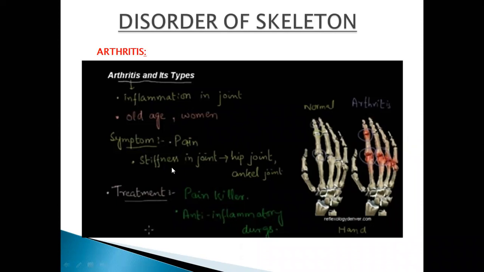Symptoms: pain, stiffness in joints, hip joints, ankle joints, because these are basically the most basic joints in your body. So it causes stiffness over there and that produces the pain in your body. Next to it is the treatment. What can be the treatment for arthritis? Painkillers, anti-inflammatory drugs. Yes, inflammation can be removed by these anti-inflammatory drugs.